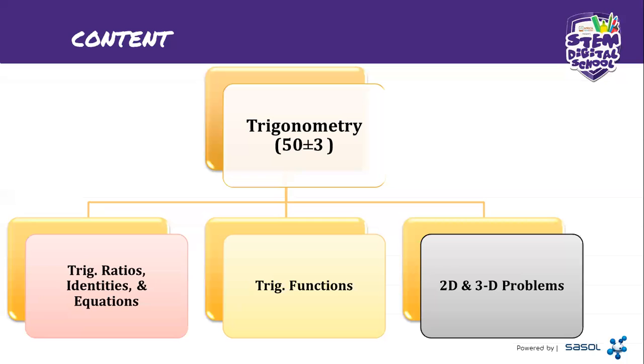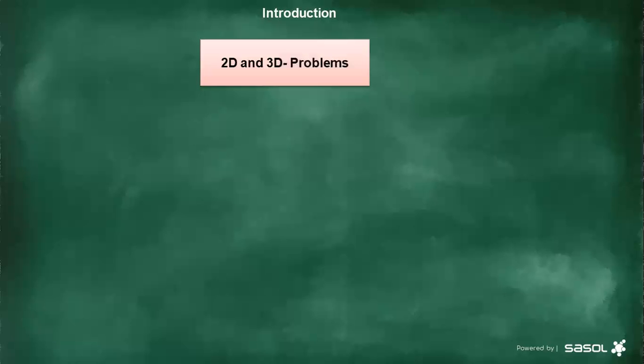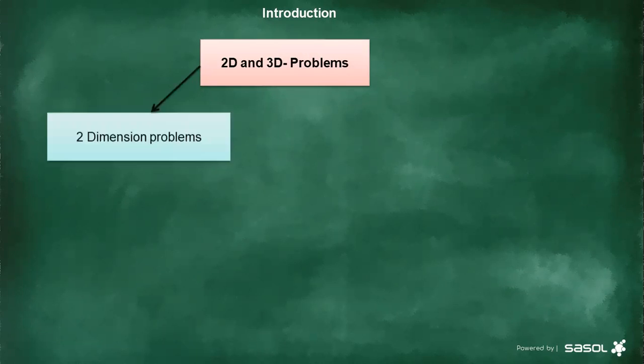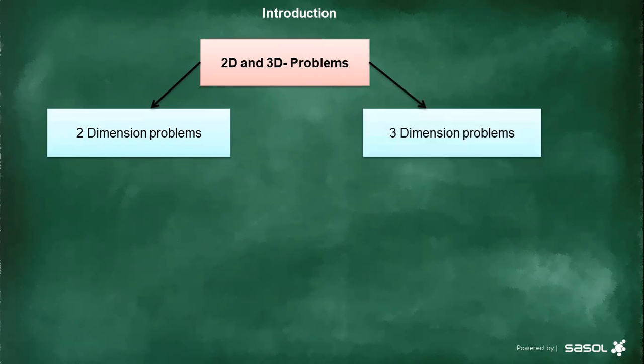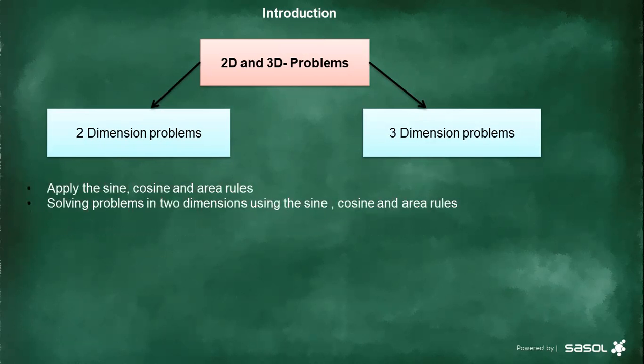So let's start and see what we are going to be discussing. In the introduction, we have the 2D and the 3D problems. Remember, in grade 11 we did 2D problems, and in grade 12 it was 3D problems. From there, the first thing is that you should be able to apply the sine, the cosine, and the area rule in 2D problems as well as in 3D problems.